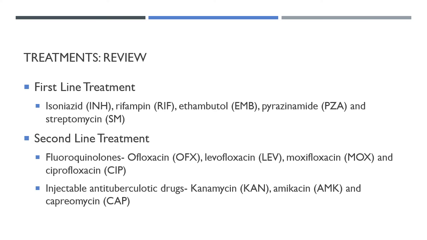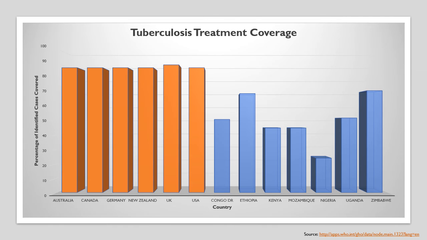So once again, just to review for the next few slides, there's the first line treatment, which is the treatment that people receive when they're first exposed. And then we have the second line treatment when the first line treatment doesn't work. So I want to point out, basically separated in groups, this is the developed nations group, and then this is the underdeveloped nations group.